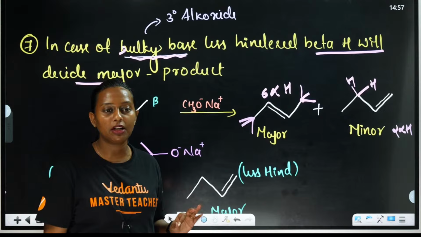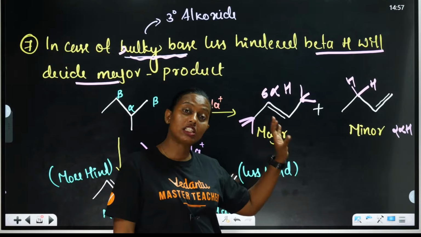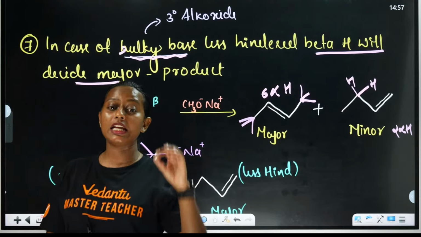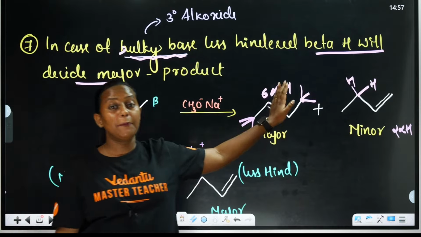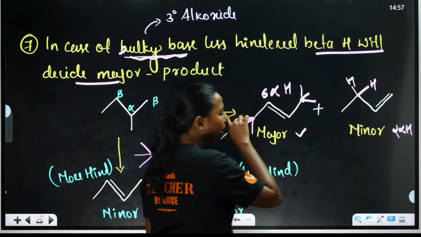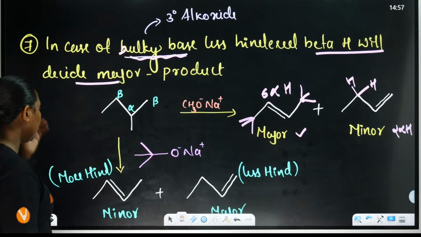Which is more stable? The one that contains 6 alpha hydrogens. When the number of alpha hydrogens increases, the stability of the alkene increases, so it will become the major product. Okay, clear? Then we can move to the next one.